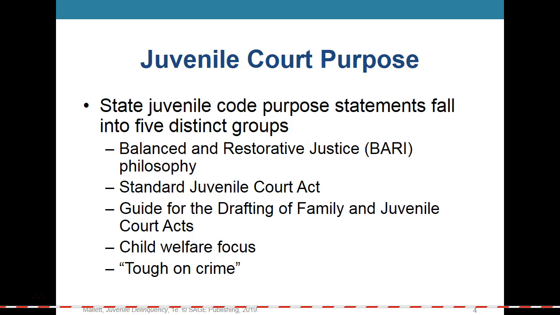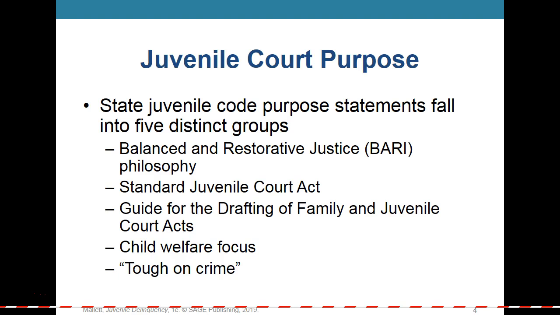As I said, the juvenile court began in 1899. The state juvenile code purpose statements fall into 5 distinct groups. First, the balanced and restorative justice, the BARJ, philosophy that provides for a balance between public safety, individual accountability to the victim and community, and the development of skills to help the offenders become law-abiding and productive citizens.